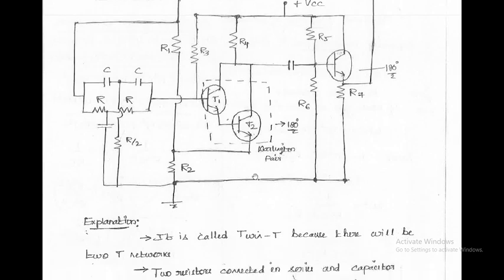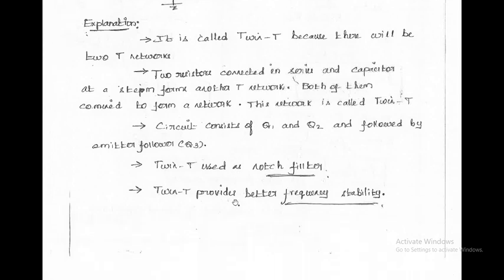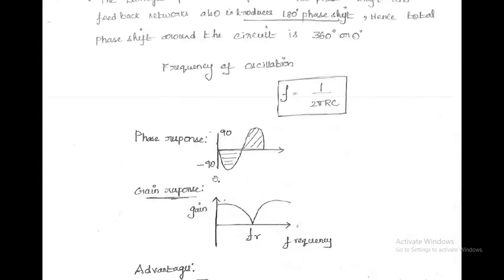Now we can see the final expression for the twin T oscillator. The final frequency of oscillation expression is f equal to 1 by 2 pi RC. Here we are showing two different graphs: the phase response and the gain response. This twin T oscillator or twin T filter is basically a lead-lag circuit, whose phase angle varies between plus 90 and minus 90 degrees against the frequency.